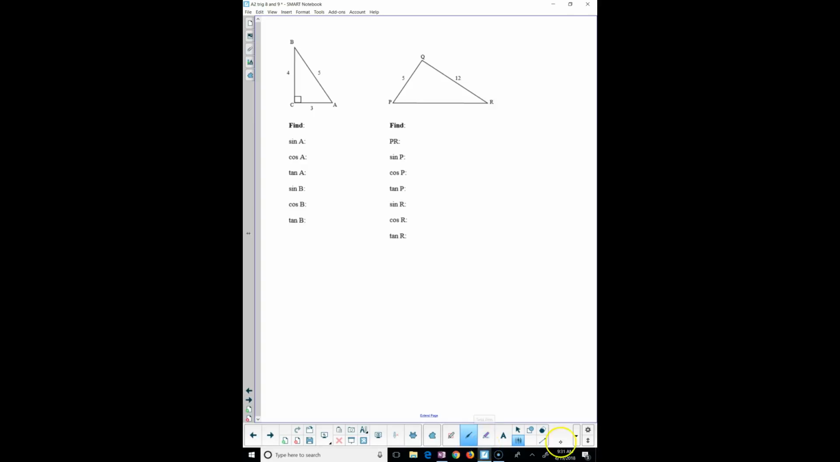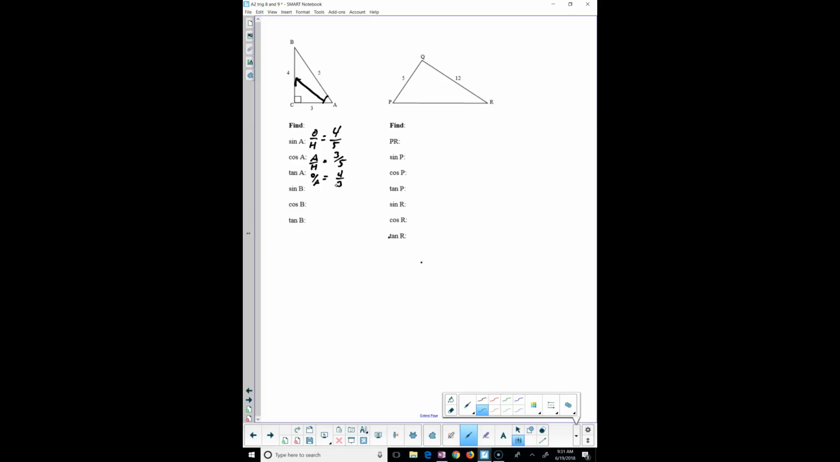Now, if we look at sine of A, sine we know is opposite over hypotenuse. We pick angle A: the opposite is 4, the hypotenuse is 5. Cosine is adjacent over hypotenuse. The adjacent of A is 3, the hypotenuse is still 5. Tangent is the opposite over the adjacent, which is across from A, which is 4, and the adjacent is 3.